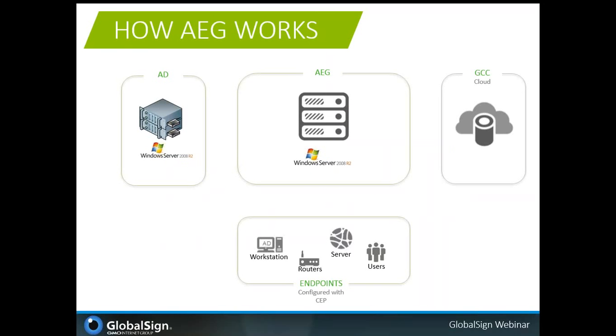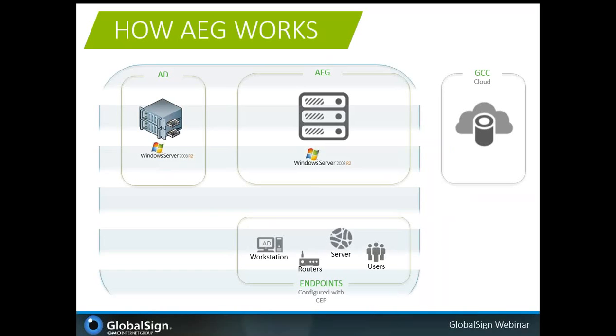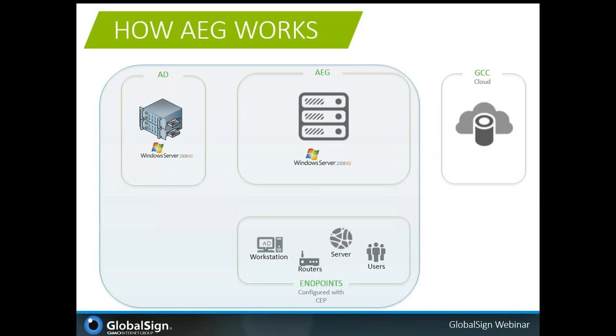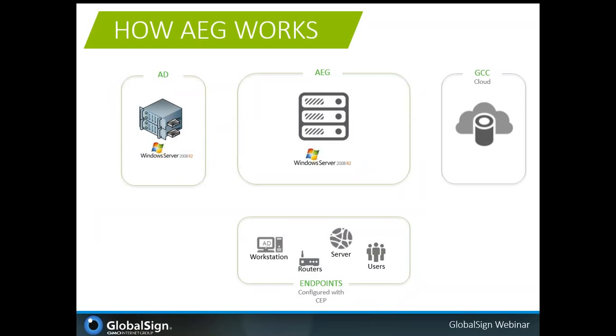So, how AEG works. This is the outline of a typical basic Active Directory infrastructure with AEG deployed. Here we have the enterprise environment with the domain controller, AEG, and endpoints, with the GlobalSign SaaS CA in the cloud. So let's start a typical enrollment process.